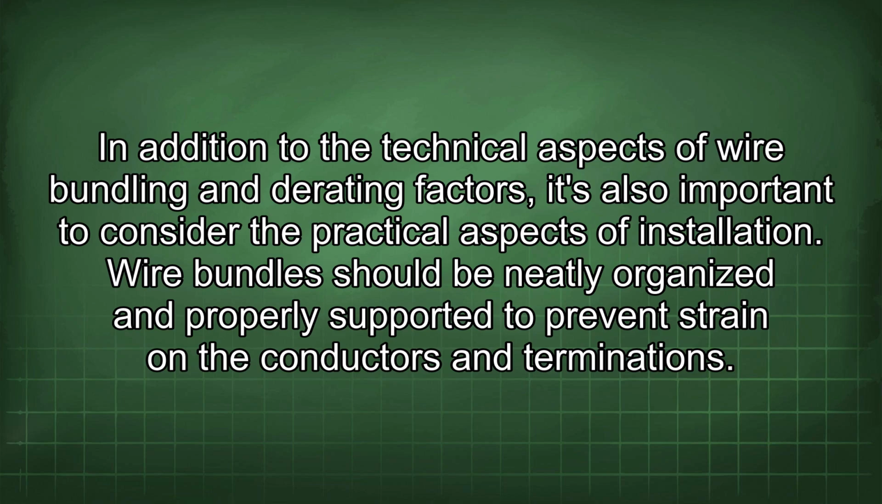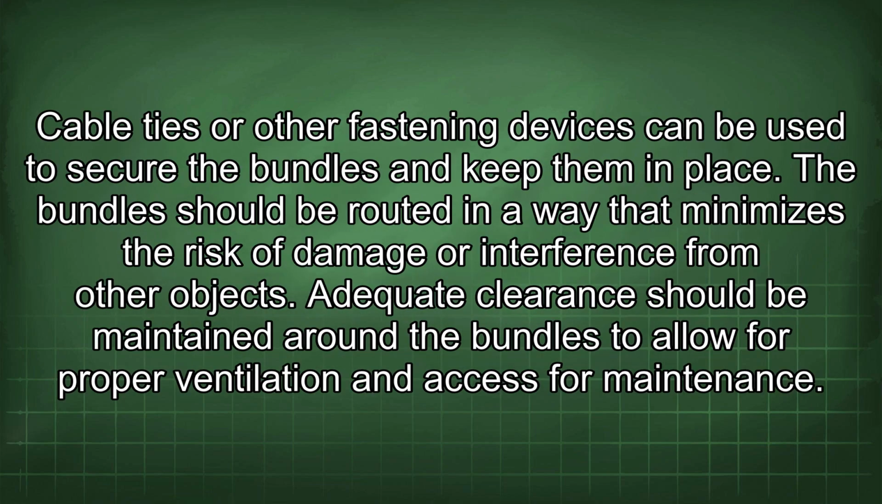In addition to the technical aspects of wire bundling and derating factors, it's also important to consider the practical aspects of installation. Wire bundles should be neatly organized and properly supported to prevent strain on the conductors and terminations. Cable ties or other fastening devices can be used to secure the bundles and keep them in place. The bundles should be routed in a way that minimizes the risk of damage or interference from other objects. Adequate clearance should be maintained around the bundles to allow for proper ventilation and access for maintenance.